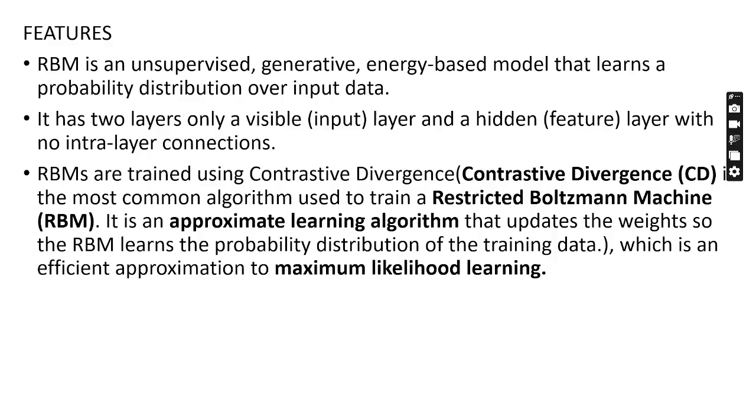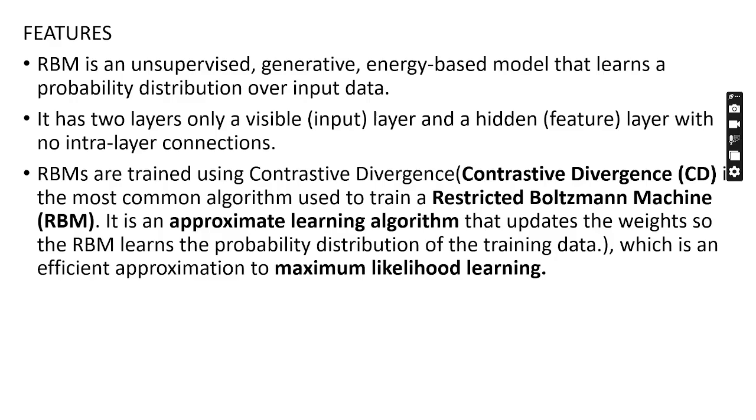So what are the features of the RBM? It is an unsupervised energy-based model that learns the probability distribution of the input data. Whenever we give some input data, it will learn some probability distribution from that input data. There are two layers, the visible layer, which is called the input layer, and the hidden layer, which is called the feature layer, with no intra-layer connections.